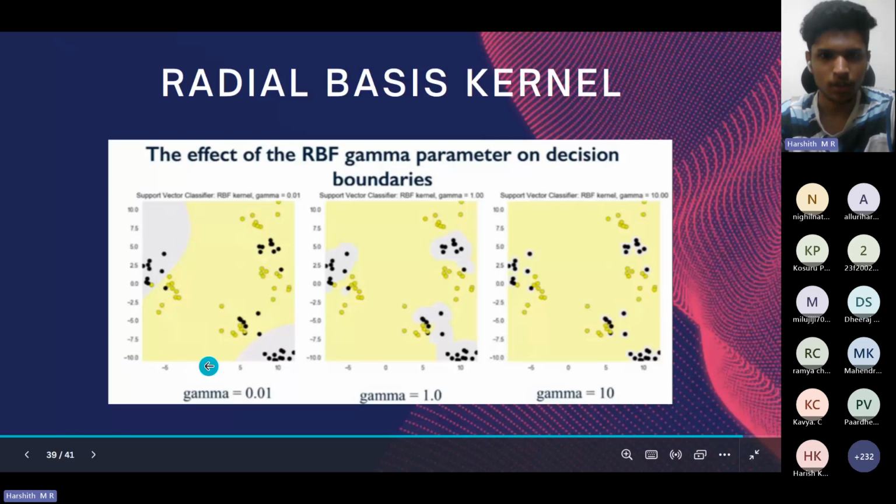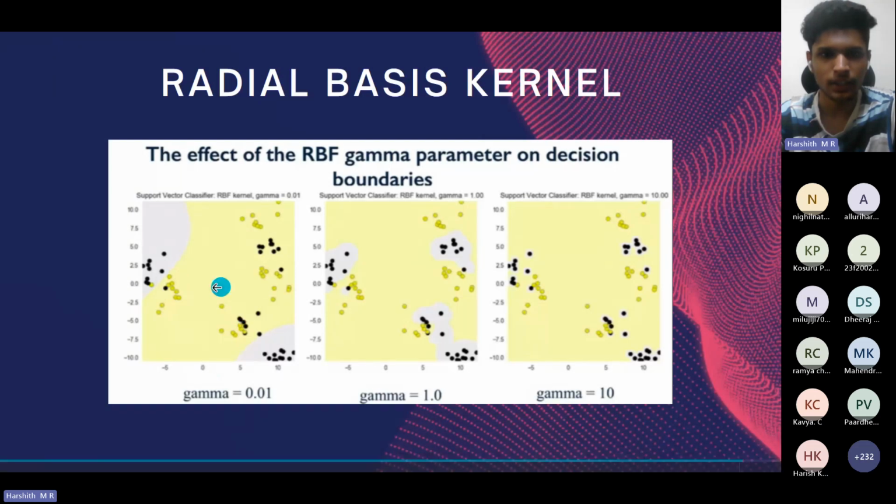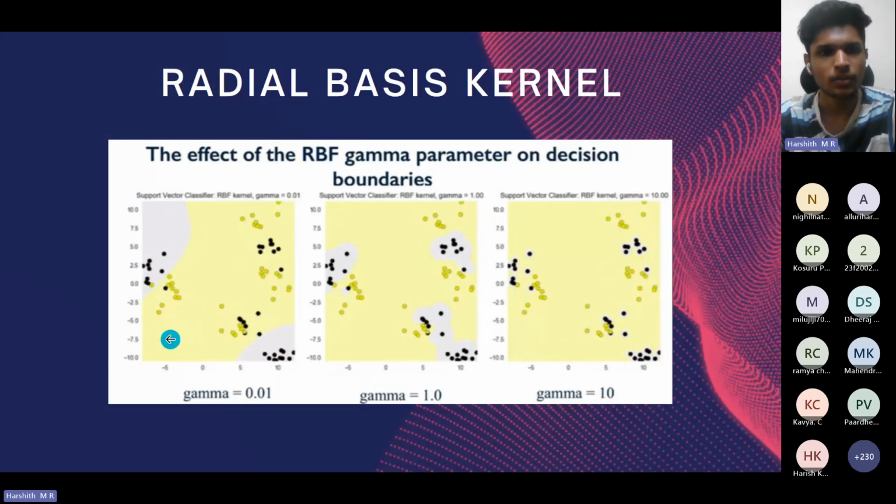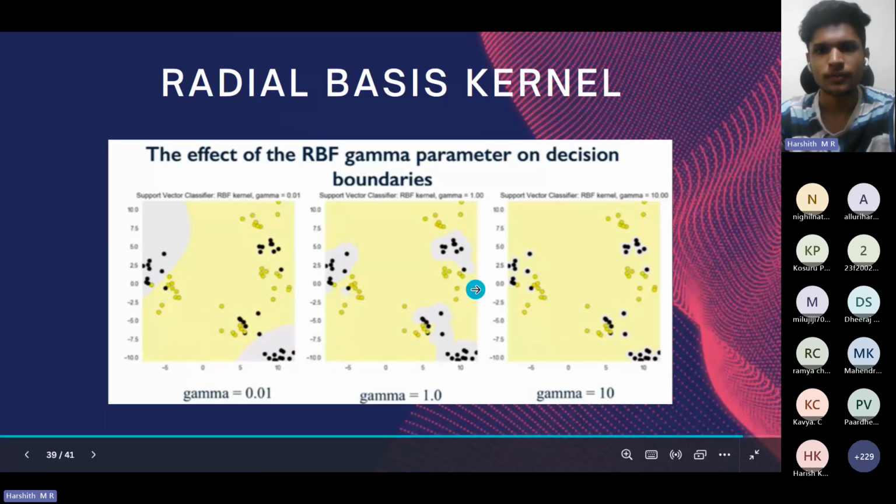This is an example of how the classification occurs when you have different gamma values. For gamma equals 0.01, you can see the model is not classifying properly. What this diagram means is that whatever points are in the yellow region are classified as belonging to the yellow class. Whatever points are present in the gray region are classified as the black class. That is what this figure signifies. When you have an optimal gamma value, it classifies correctly.